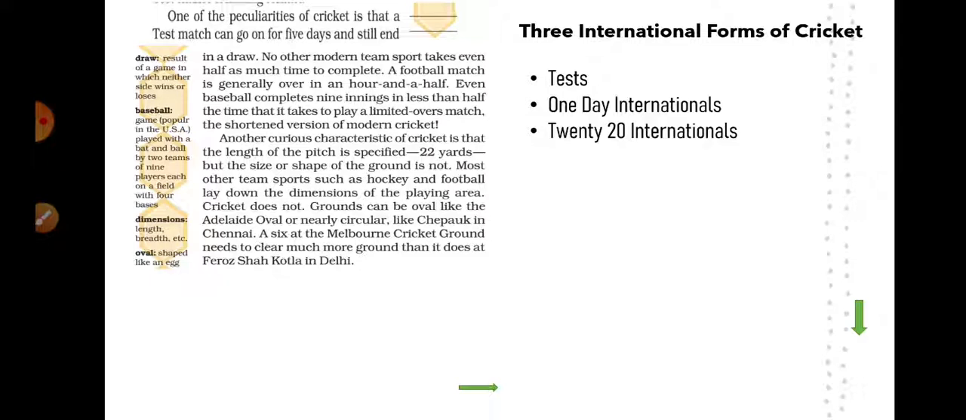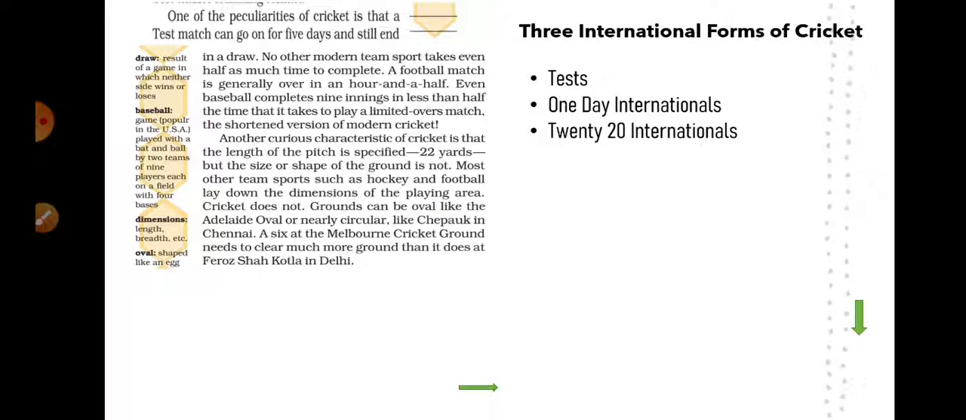But obviously, it was a little bit longer and it was not possible for all the busy people to follow. So, to make cricket more entertaining, one day internationals were introduced. These internationals consist of 50 overs. Each team plays 50 overs. And then, even after that, for the last 2 decades, we have witnessed the 2020 internationals where each team plays an innings of 20 overs.